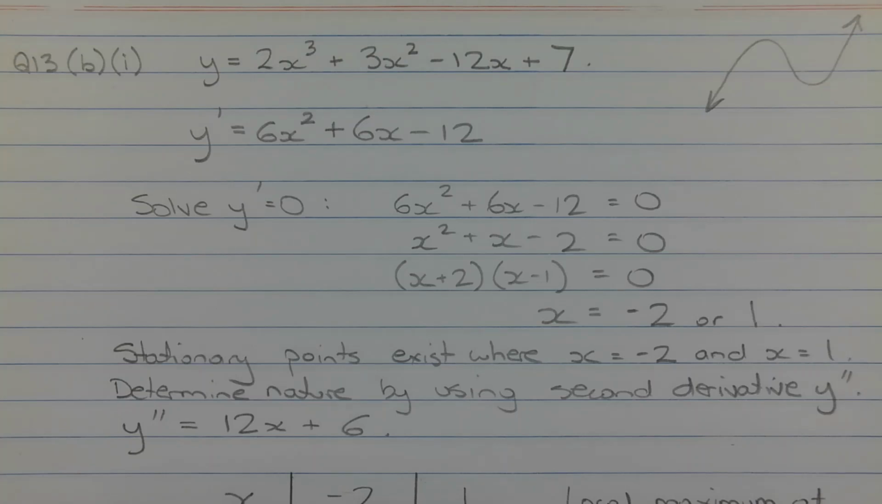Now we need to find the stationary points, and the stationary points are points where the gradient of the tangent to the curve is equal to 0. So we need to differentiate y with respect to x, and we get y dash is equal to 6x squared plus 6x minus 12. And we need to solve the equation y dash equals 0. That is 6x squared plus 6x minus 12 equals 0.